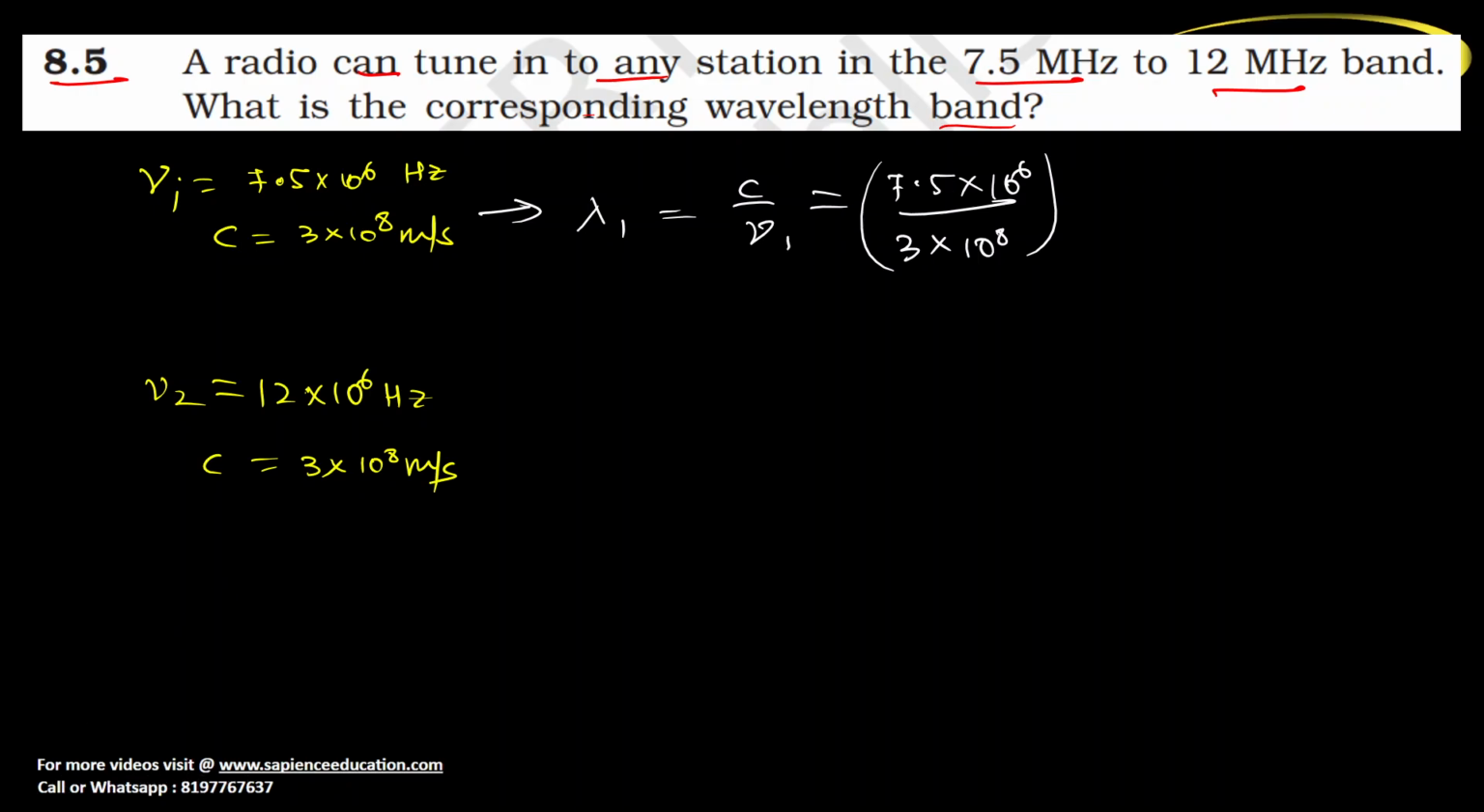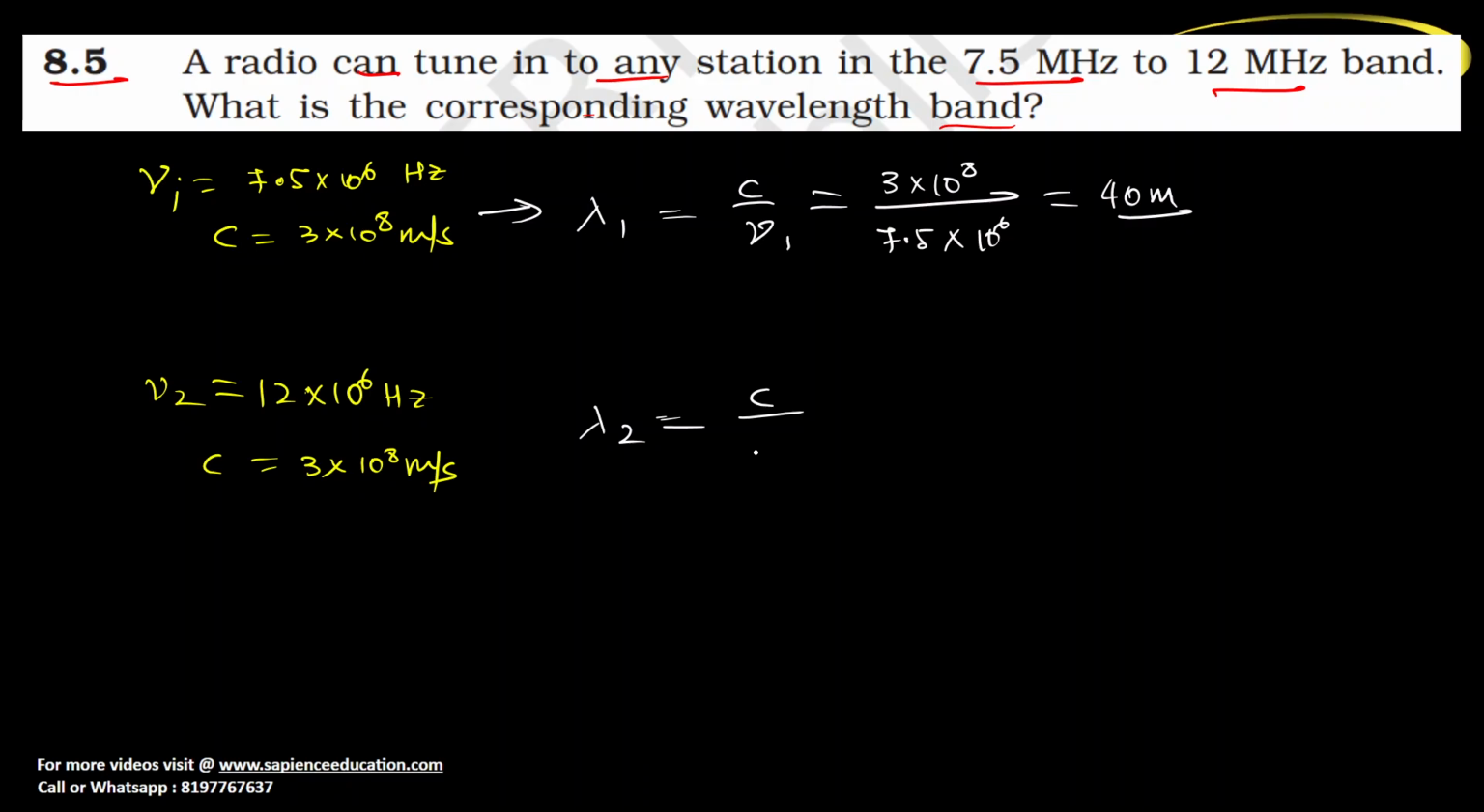That's why I'm telling you, just put in the values on your own. You know the formula now. Just put the values: c is equal to 3 into 10 to the power 8 meter per second, and frequency is equal to 7.5 into 10 to the power 6. When you calculate it, you will get 40 meters. Now let's go for lambda 2, that is the wavelength of the second frequency.